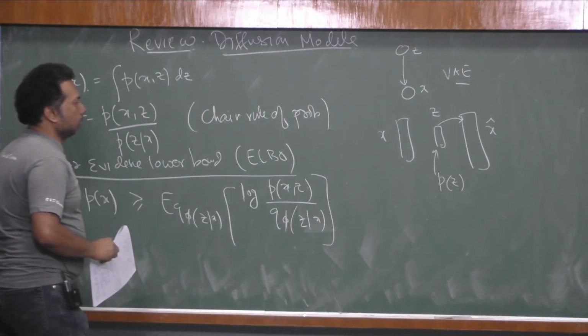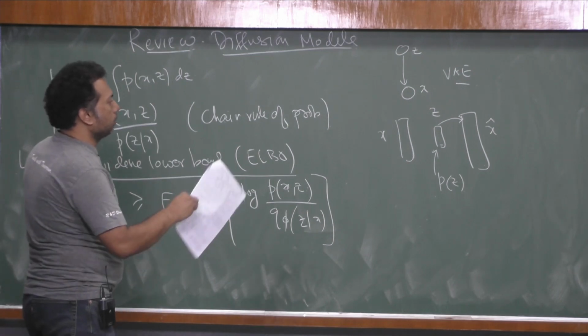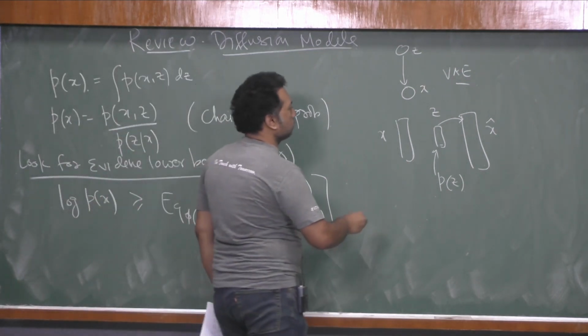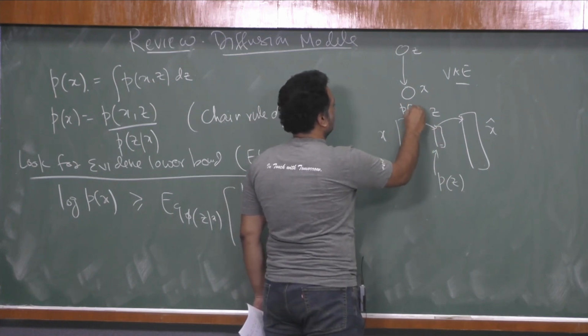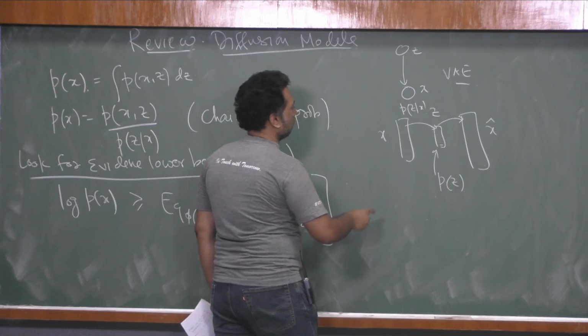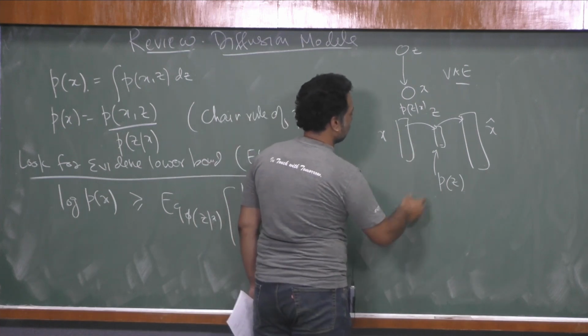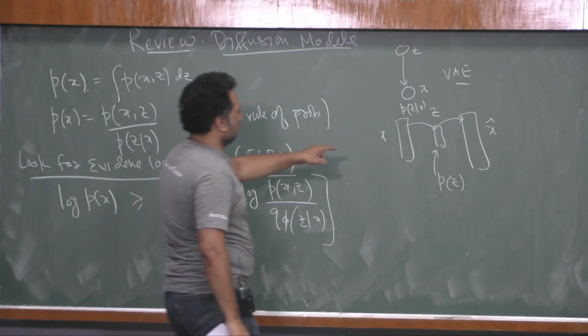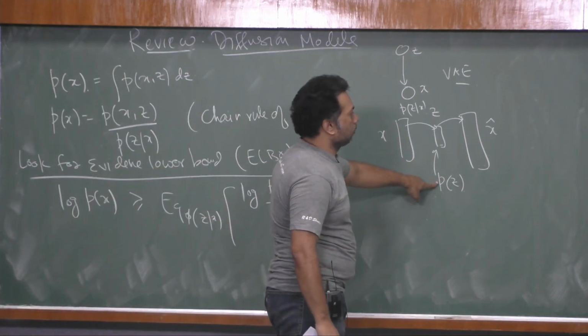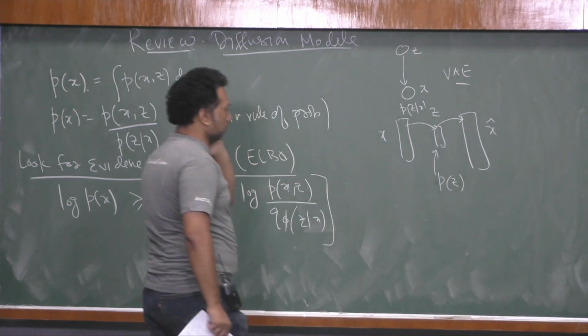What we are saying with the prior matching term is I get a z from x, so q(z|x), and then we are comparing it with p(z) using KL divergence. KL divergence we use to compare densities. So that's the second term here, the prior matching term.